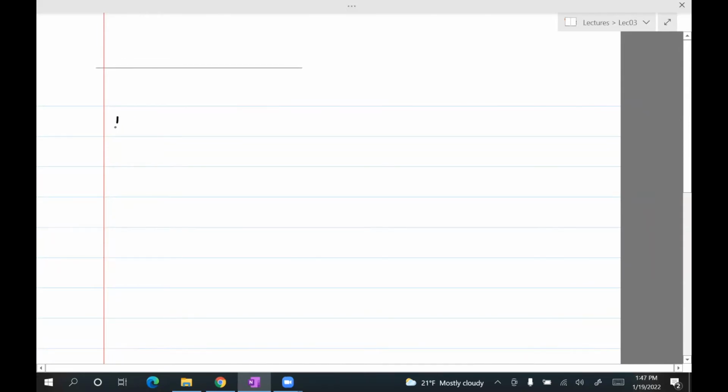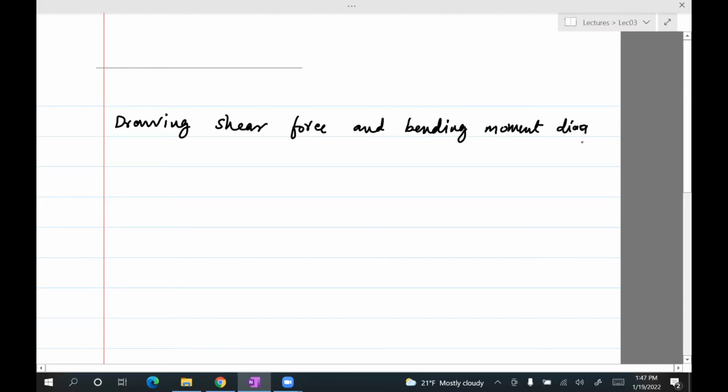So, drawing shear force and bending moment diagrams. Okay, so the first step is essentially to draw a free body diagram, like we've done before, and assign a coordinate frame.